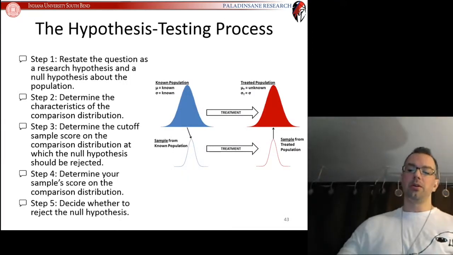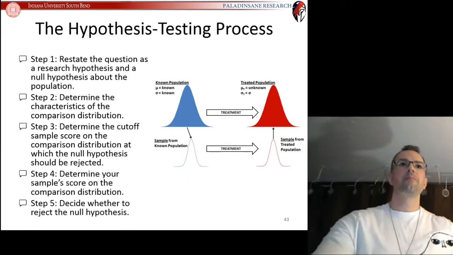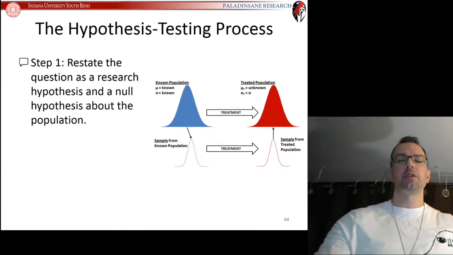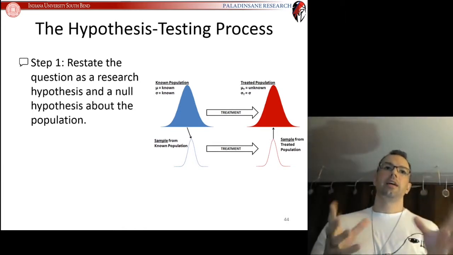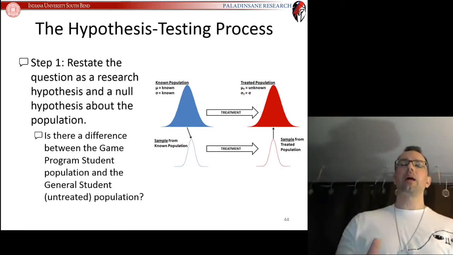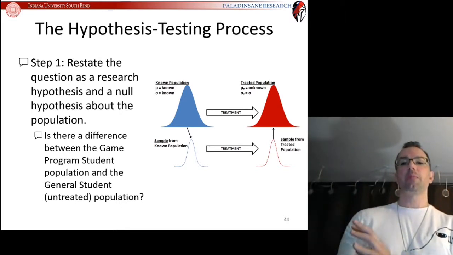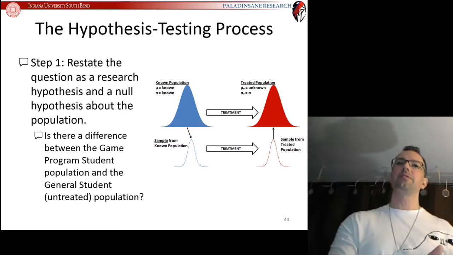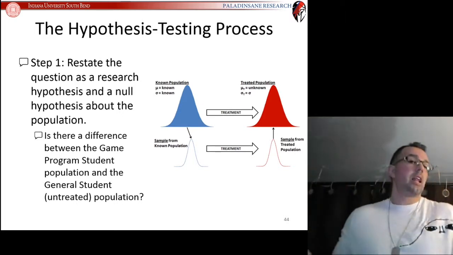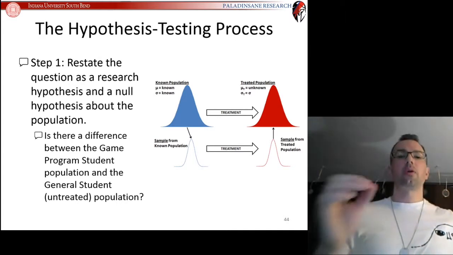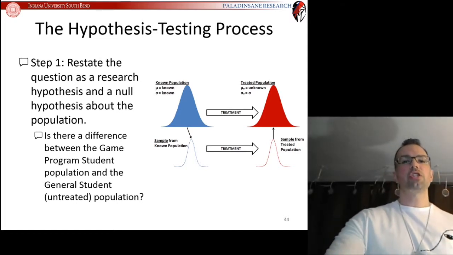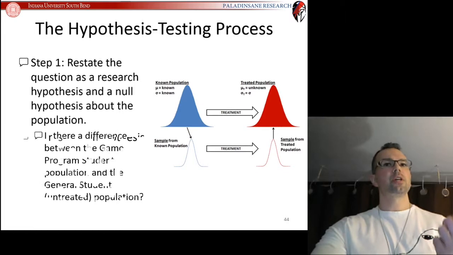All right, so we start off with the 5 steps. We're going to be doing this for every hypothesis test. So first step, restate the question as a research hypothesis and a null hypothesis about the population. So we want to know, is there a difference between the population of games program students and the general or untreated population? Is there a difference between a population of children that have been playing the games program in terms of self-esteem versus a population of children that have not been treated with this program? That's what we want to know as psychologists. In order to apply statistics to this, we need to change it into a research hypothesis.